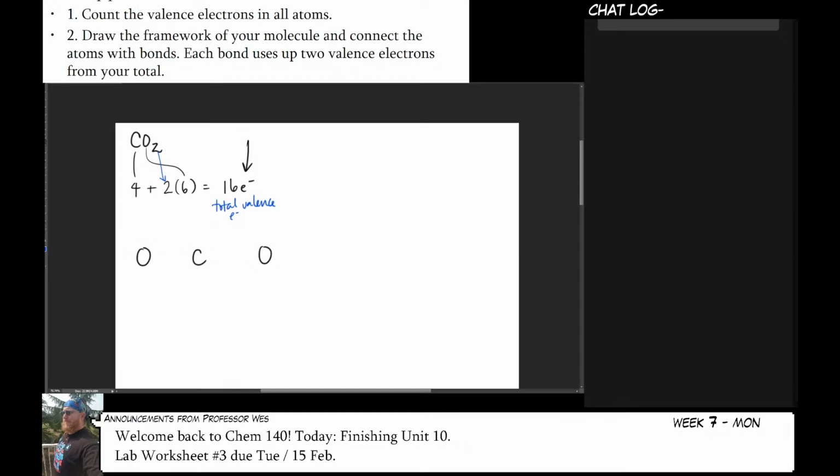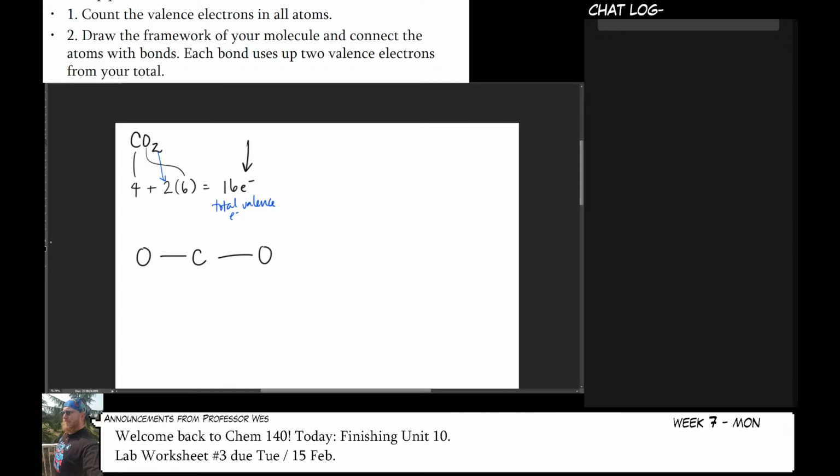So here's my framework. I'm going to put the C in the middle because it was the element listed first. I'm going to put the O's around it. Now, where I put them doesn't really matter, because what I'm going to then do is connect them with bonds. And we haven't talked about molecule geometry yet. We're going to do that in 161, so put them wherever you want to. I arrange them as symmetrically as possible, because that's, generally speaking, going to be the shape that we're going to see. And for the purposes of this class, that's fine.